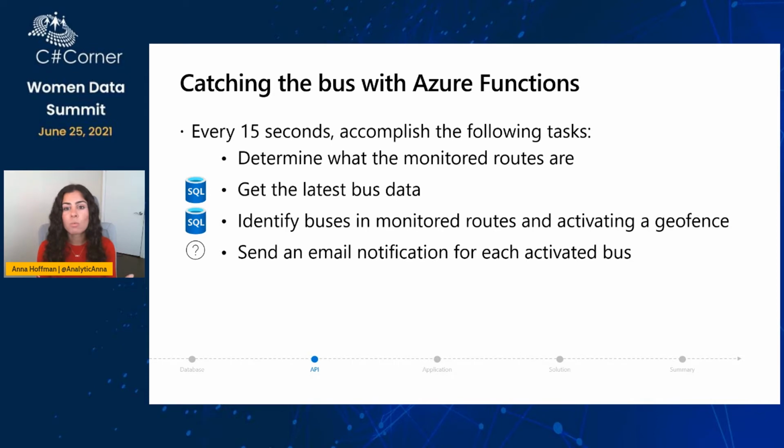And then once we identify, hey, maybe route 2 is activating a geofence near me, then I want to send an email notification saying, hey, go catch the bus. Your bus is almost here. It's entered the geofence. And for that, we haven't talked about a good solution yet.